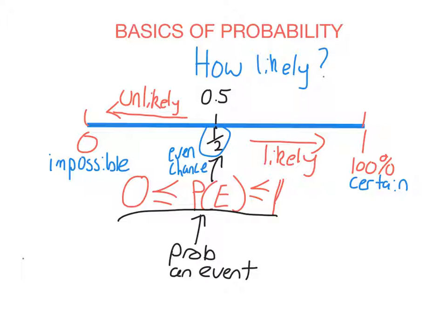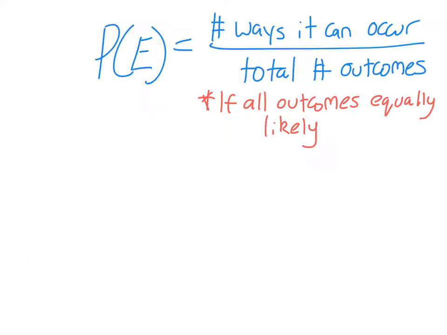Okay, so we know what probability is. We know that all probabilities have to be between 0 and 1. We know how to decide whether an event's impossible, unlikely, even chance, or whatever. Now we've got to look at actually assigning numbers to events. So pause and copy this down if you need.